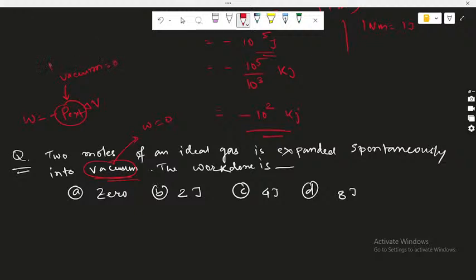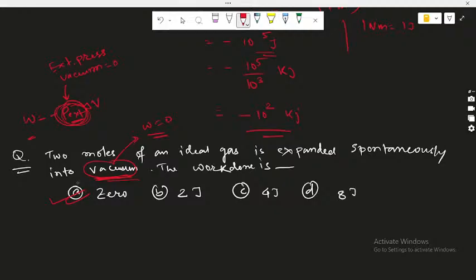External pressure for vacuum is always 0. So since external pressure is 0, this part becomes 0. If this is 0, the work done will be 0. Always remember, if there is some word like vacuum, free expansion, outer space, this type of word mentioned in the question, consider that the work done should be 0. So obviously the work done will be 0.